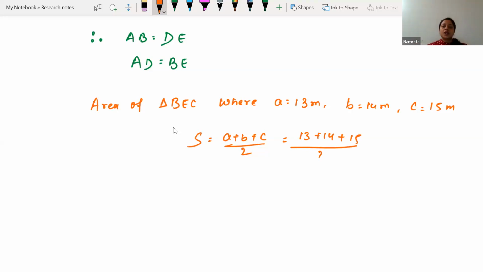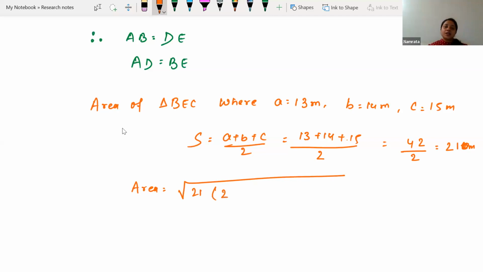That is this by 2. 5, 4, 9, 10, 11, 12, 2, carry 1, 1, 2, 3, 4, 42 over 2. Is it? Please keep on checking the calculation. Okay. Are you doing it with me? 2 times 4, 1 times 2. Everything is in meter. This much meter we will be having. Now area will be under root S into S minus A, S minus B, S minus C.